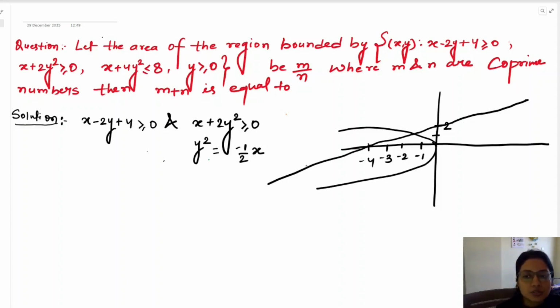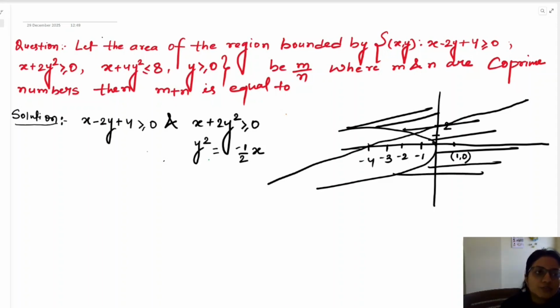Now the shaded region. Let's take a testing point. The shaded region can be the interior part of the parabola, or the exterior part of the parabola. When you take a testing point lying in the exterior part of the parabola, say 1 comma 0, lying on the x-axis, this satisfies our inequality, and hence it lies in the shaded portion. So the exterior part of the parabola is the shaded portion.